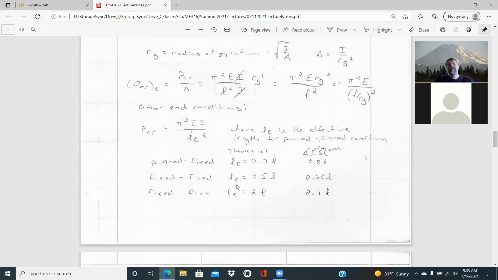Fixed-fixed is even better, with both ends not being able to rotate. The effective length is half the actual length. And for a fixed-free condition, that's worse, because not only is it allowed to rotate, one end is free to deflect laterally as well. And so that effective length is twice the actual length. This is more of a worst case scenario that you might be looking at there.